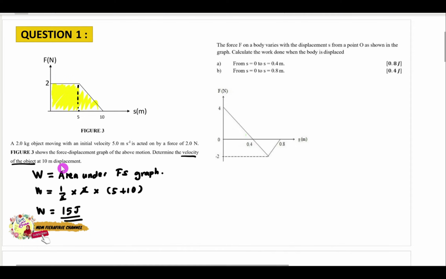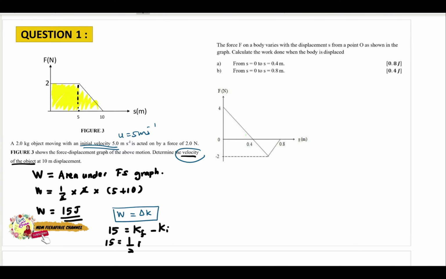But if you recall about the work energy theorem, delta K, okay, so we can calculate the velocity, okay, the final velocity here. So given that the initial velocity U is 5 meter per second. So from here, we can relate the equation of W equal to delta K, where W is equal to 15. And this is K final minus K initial. Okay, so here we can find half mv squared. So this is we want to find the velocity, the final velocity, okay, minus half mu squared. Okay, so you can substitute.